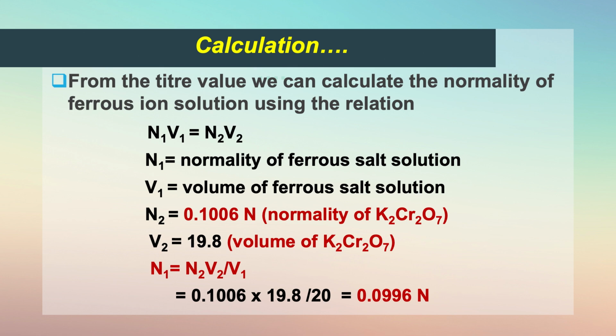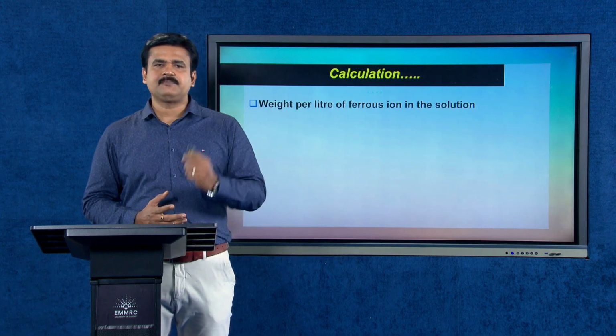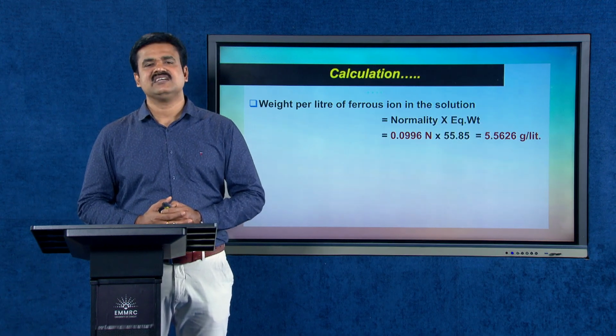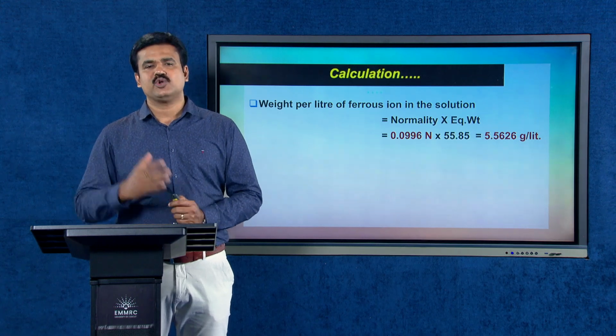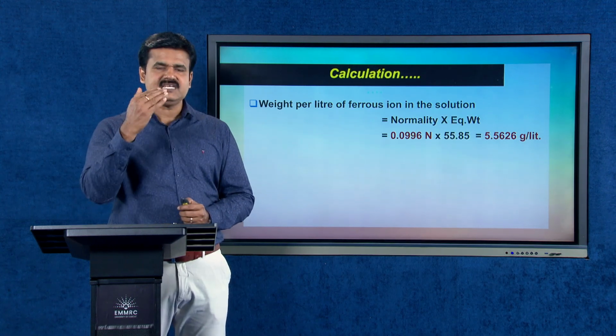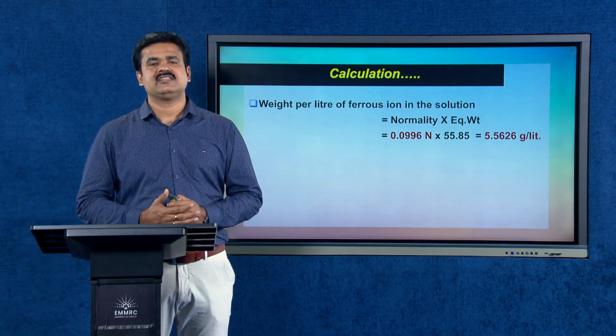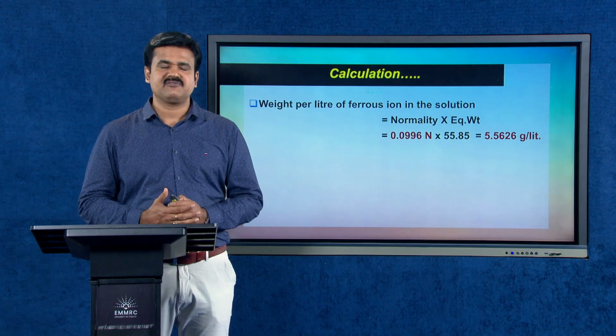V2 is equal to 19.8, that is nothing but volume of potassium dichromate. N1 is obtained by N2V2 divided by V1, and you will get a final value of the normality of the ferrous salt solution as 0.0996 normal. Now, weight per liter of the ferrous ion in the solution can also be calculated. For this, we are using the expression weight per liter is equal to normality into equivalent weight. Normality you already got as 0.0996 normal. Just multiply it with the equivalent weight of iron, that is nothing but 55.85.